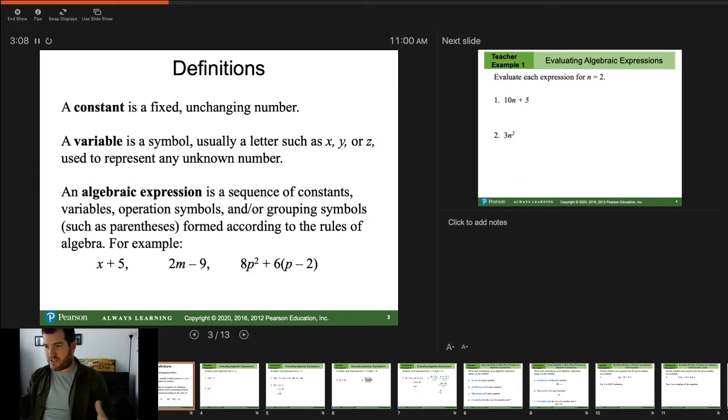Some examples of expressions are things like x plus 5. So we have the variable x and the constant 5. No equal sign, that comma is just there to kind of separate them. Same thing with 2m minus 9, and then even 8p squared plus 6 times the quantity of p minus 2. That is still an expression because it has constants, it has coefficients, and it has variables. So that's just some terminology that I'm going to try to use moving forward.